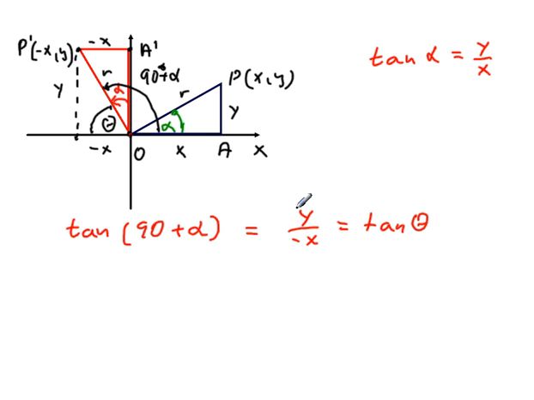So let us take a look at the right angle triangle in red and note what the ratio y over negative x is with respect to angle alpha. Y over negative x represents cotangent of angle alpha. So we need to replace the right hand side with cotangent alpha. Therefore tangent 90 plus alpha is equal to cotangent alpha.